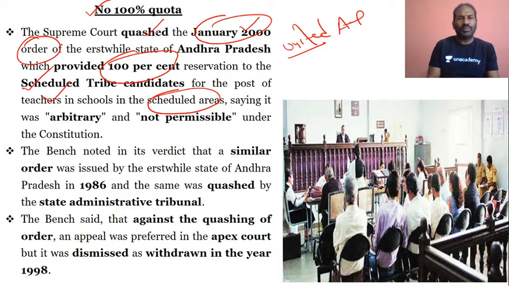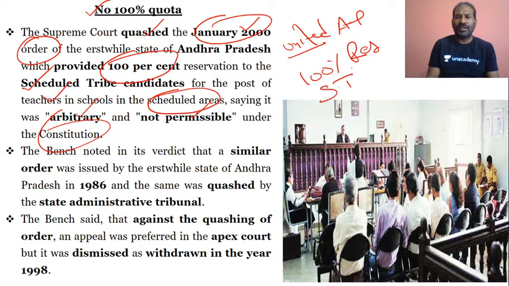And then what the Supreme Court has said is, it has quashed whatever the erstwhile AP government has given in regards to an order in January 2000, saying it is not right, that it was arbitrary and not permissible under the constitution. So the Supreme Court has said that the January 2000 order is, what was the order? It was in regards to providing 100% reservation for scheduled tribe candidates.